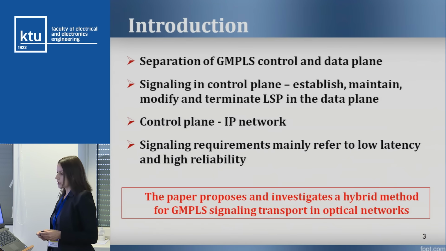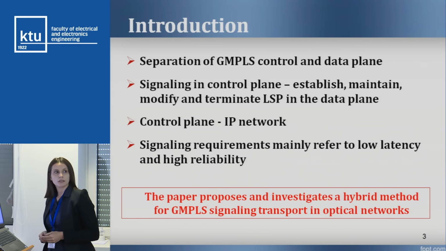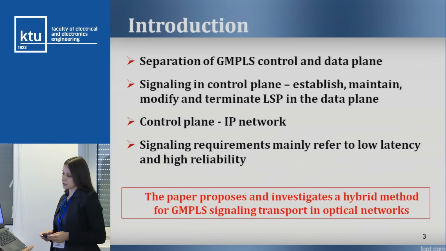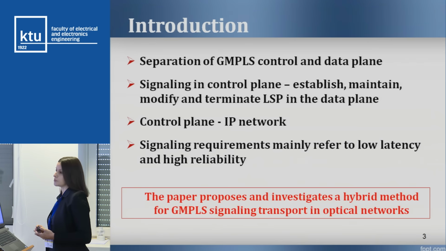Signaling in control plane is needed to establish, maintain, modify, and terminate label switch paths in the data plane. These signaling messages are exchanged between software agents called signaling controllers. Since these signaling controllers are identified by IP addresses, we can say that control plane is actually an IP network. For signaling in GMPLS control planes, the RSVP-TE protocol is adopted. So these signaling messages are exchanged and encapsulated in IP packets.